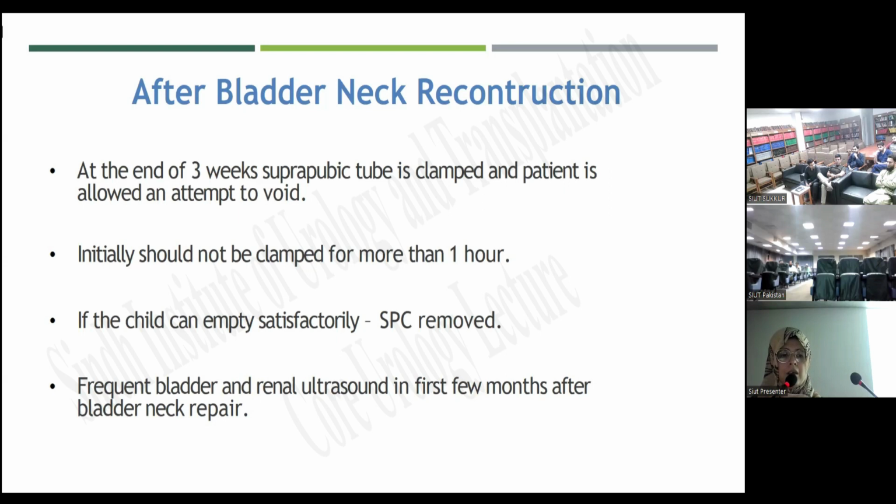Usually, initially, the suprapubic tube shouldn't be clamped for more than 1 hour. And if the child can empty satisfactorily, the SPC is removed. Frequent bladder and renal ultrasounds are required in the first few months after the bladder neck repair.